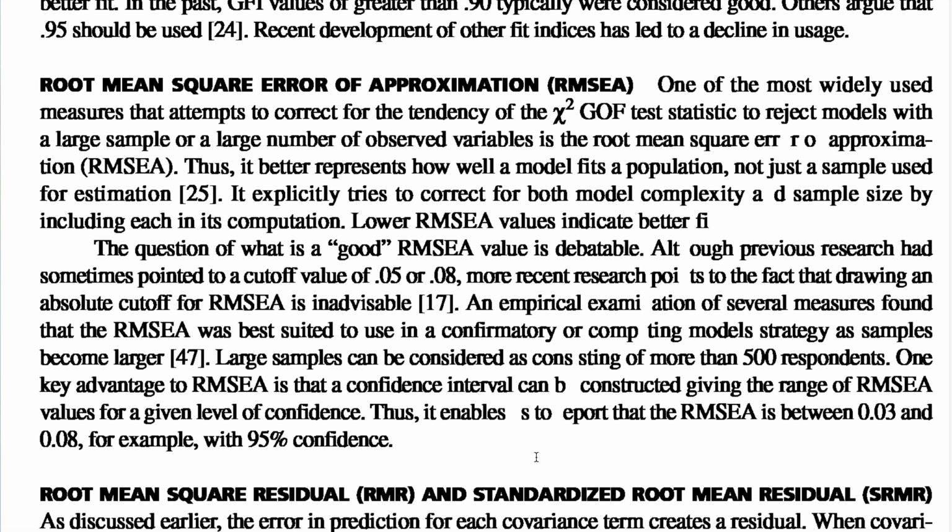The question of what is a good value for RMSEA arises. Although previous research had sometimes pointed to a cutoff value of 0.05 or 0.08, more recent research points to the fact that drawing an absolute cutoff is not advisable. An empirical examination of several measures found that RMSEA was best suited for use in a confirmatory or competing models strategy as the sample becomes larger. Larger samples can be considered as consisting of more than 500 respondents.